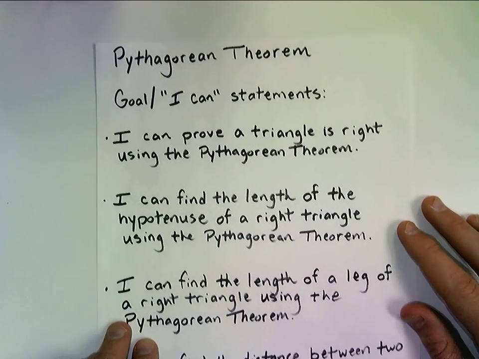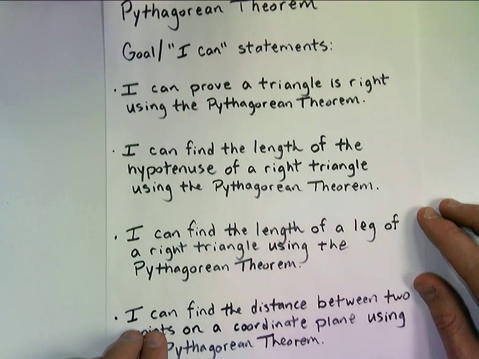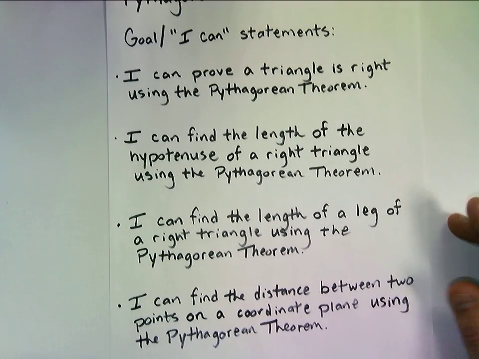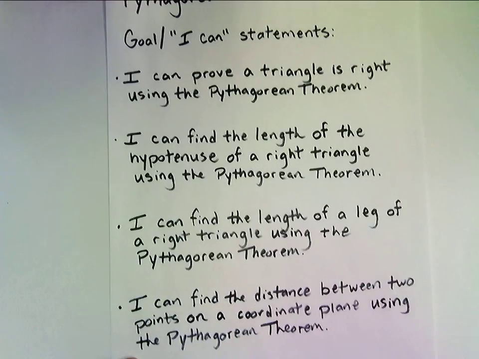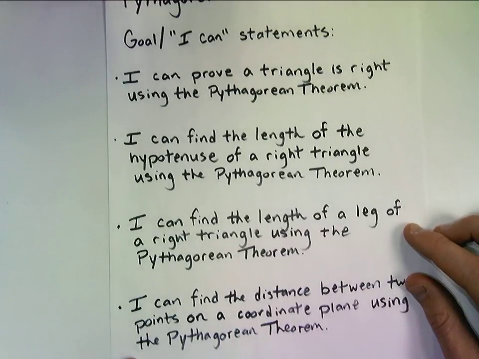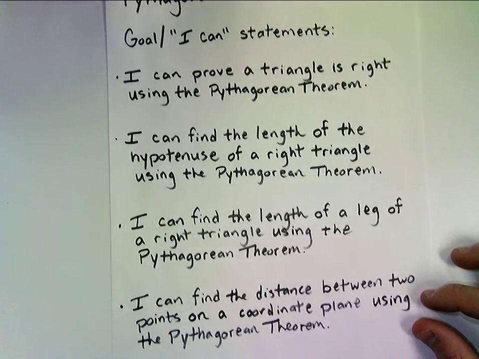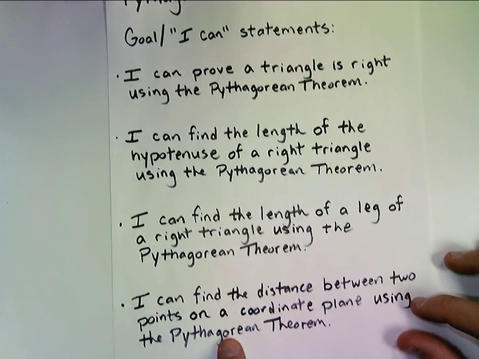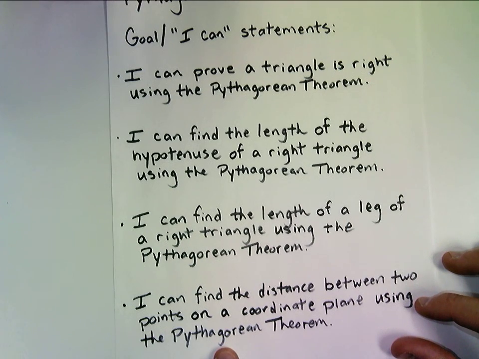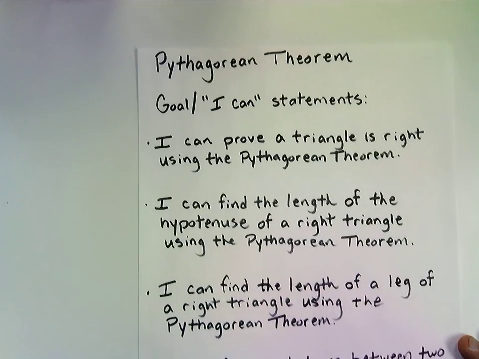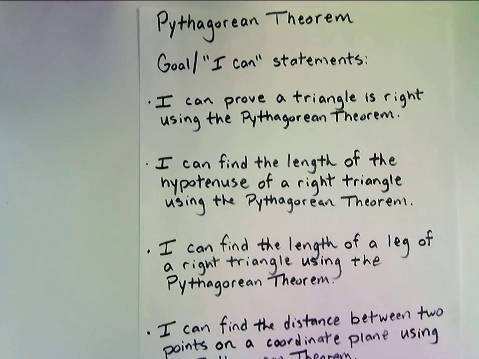And just as a quick recap, the goal I can statements for this lesson: I can prove a triangle is right using the Pythagorean theorem. I can find the length of the hypotenuse of a right triangle using the Pythagorean theorem. I can find the length of a leg of a right triangle using the Pythagorean theorem, and I can find the distance between 2 points on a coordinate plane using the Pythagorean theorem. So those are the goals and I can statements of this lesson.